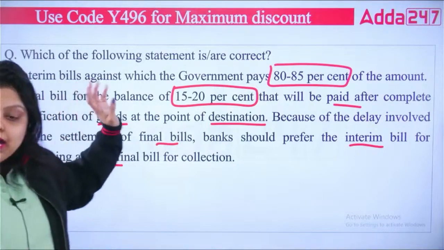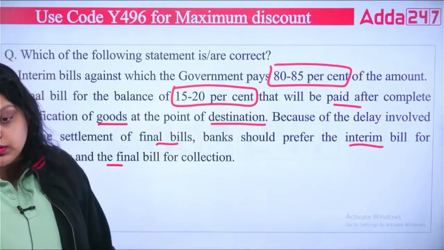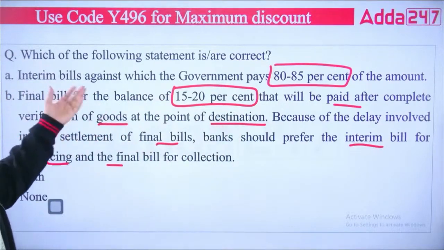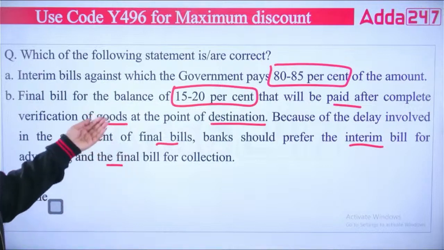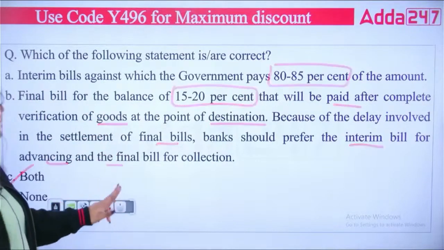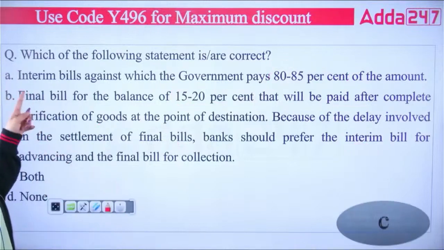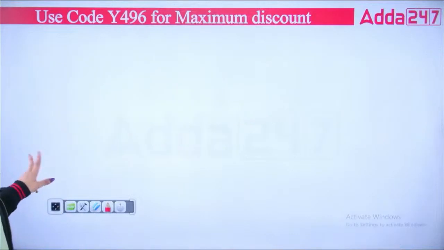Interim bills is actually the bill against which the government pays 80 to 85% of the amount. And when you talk about final bills, it is the balance of 15 to 20% that will be paid after the complete verification of goods at the point of destination, because it can get delayed. That's why. So, the right answer is that both are correct statements about interim bill and the final bill. Okay, next.